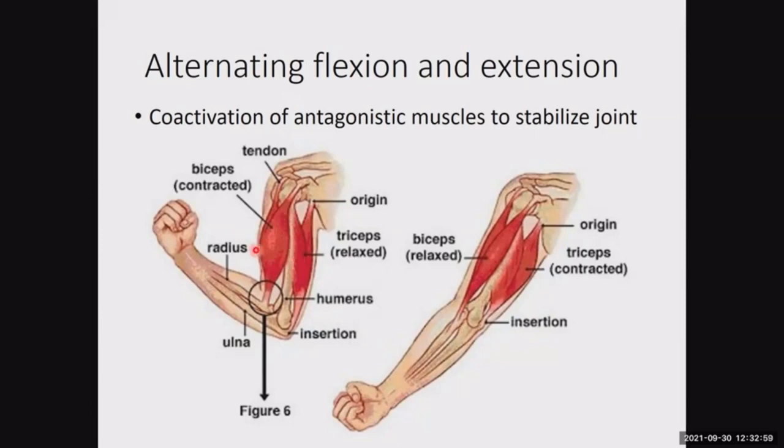And so we describe this as the biceps contracting and the triceps relaxing during the process of flexion. But we're also going to have a little bit of activity within the triceps, this co-activation of the antagonistic muscle, to stabilize the joint and provide some level of muscle control on both sides of the joint. So we're going to see an activity where you're alternating flexion, contraction of the biceps, and then extension, contraction of the triceps.